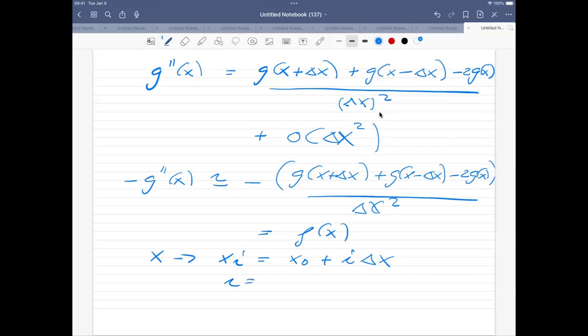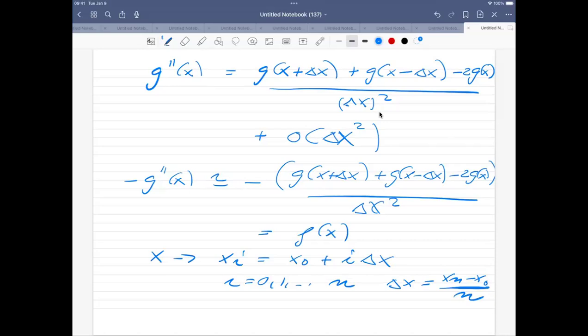If i goes from 0, 1 up to n, then delta x is simply x of n, the endpoint, minus x0, divided by the number of integration points. Keep in mind that the number of integration points runs from 0 up to n, so we have n plus 1 points. Now, if xn is 1 and x0 is 0, then this is simply 1 divided by n. But we're just going to leave them unspecified.